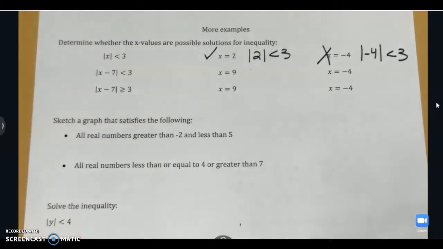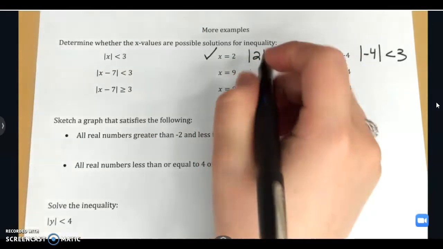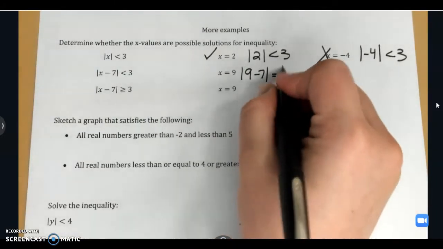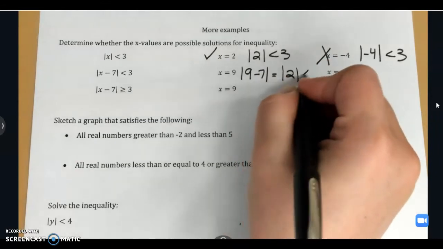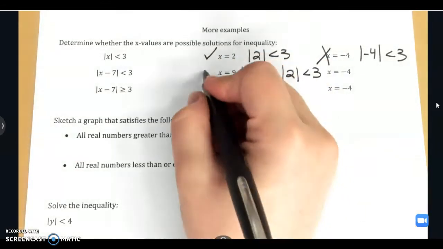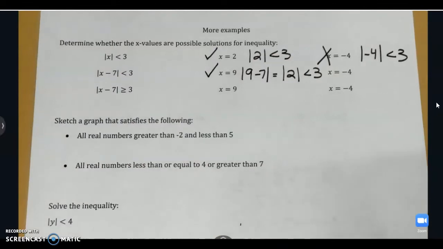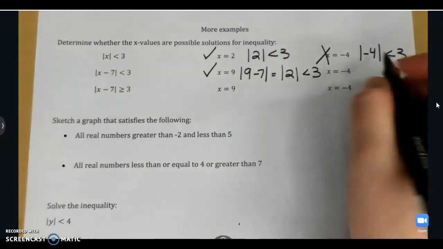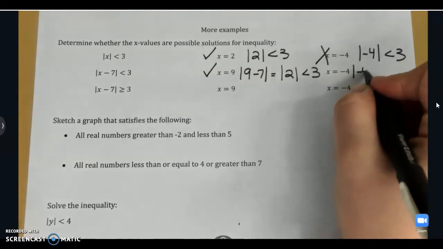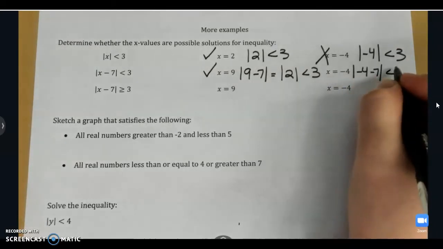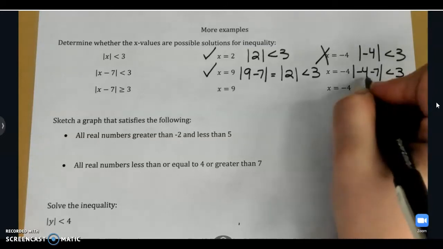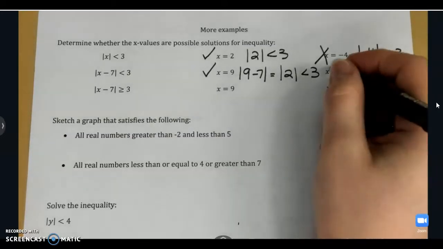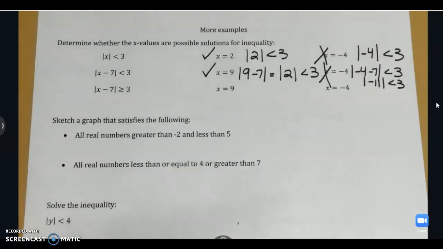Absolute value of x minus 7 is less than 3. If I plug 9 in there, that gives me the absolute value of 2, and the absolute value of 2 is less than 3. So yes, 9 is a possible solution. Now -4, that gives me the absolute value of -11, and that is not less than 3. So -4 is not a solution for that one.